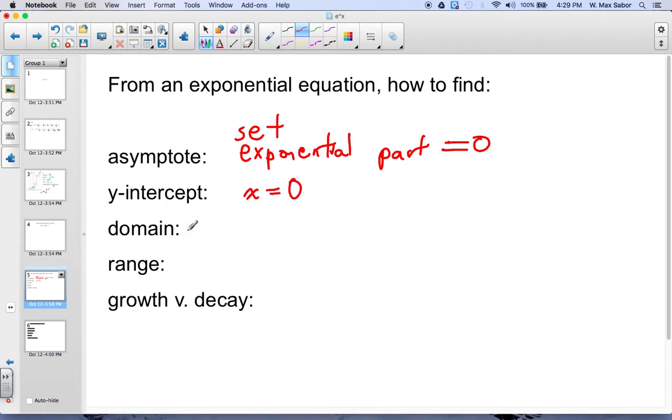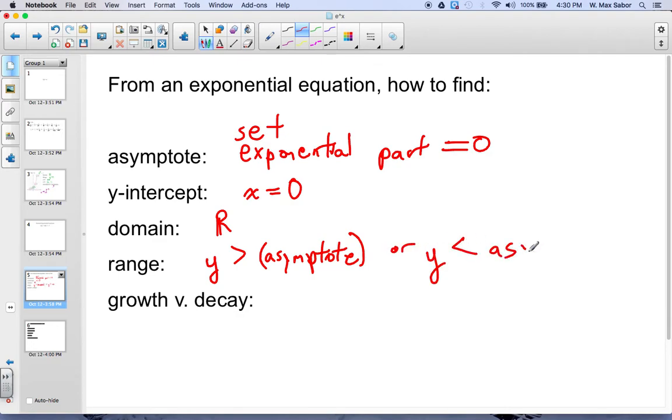The domain for all exponential functions is going to be all real numbers, but the range will not. The range is either going to be y is greater than the asymptote, or y is less than the asymptote. It's not going to be both of these at the same time. It's just going to be one or the other.